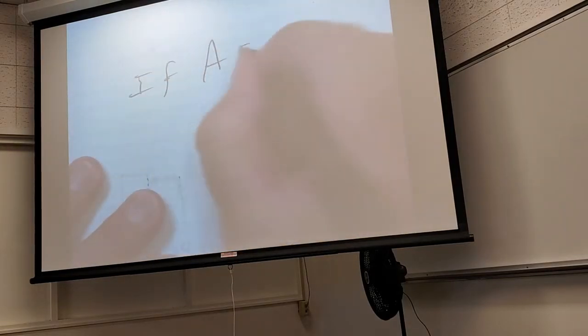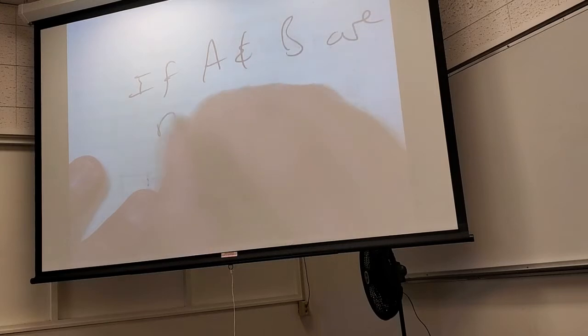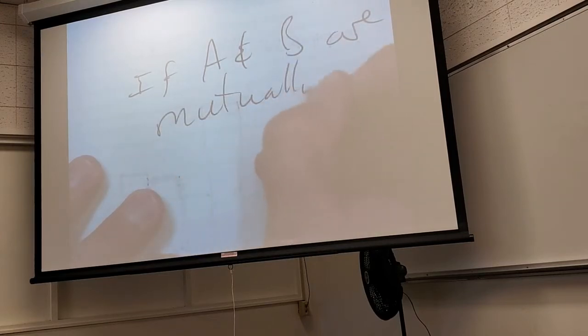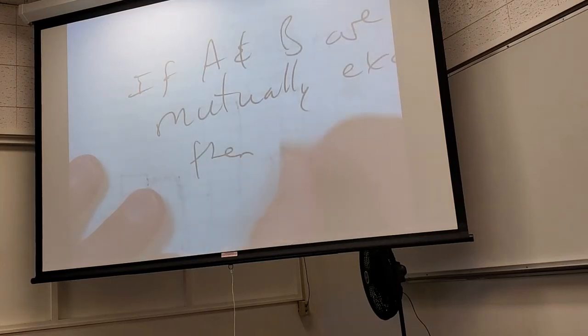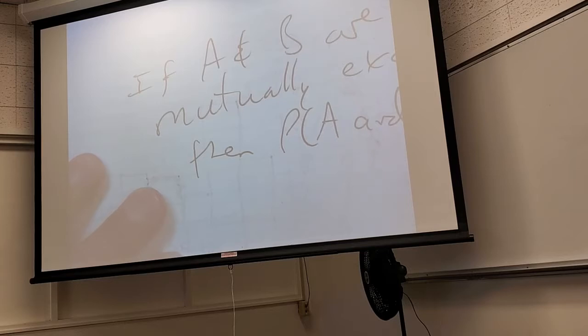If A and B are mutually exclusive, then the probability of A and B is 0. Let me zoom out a little bit.